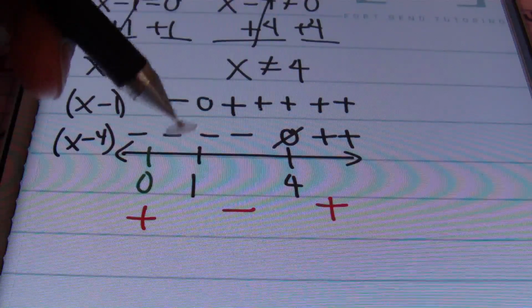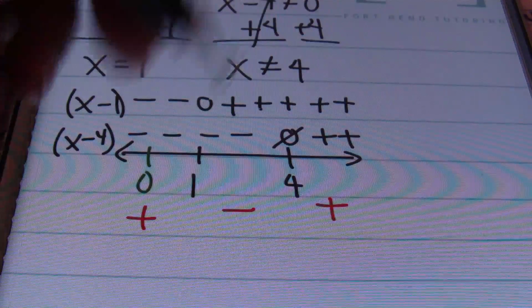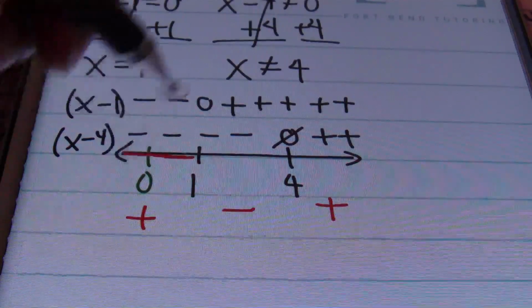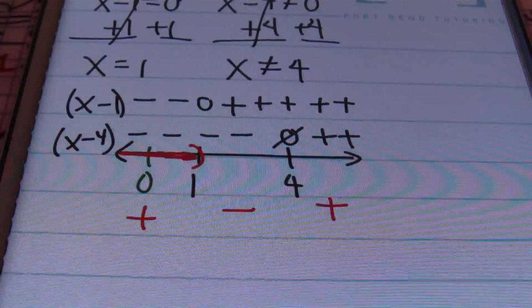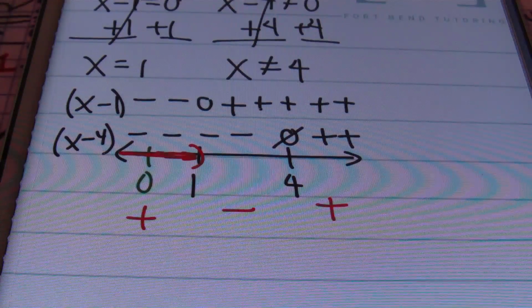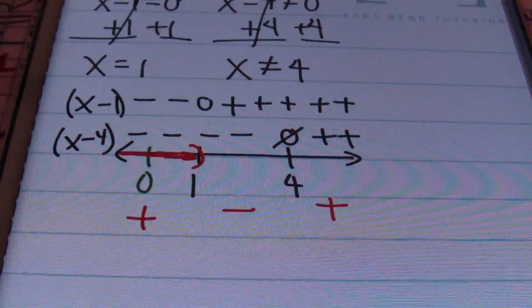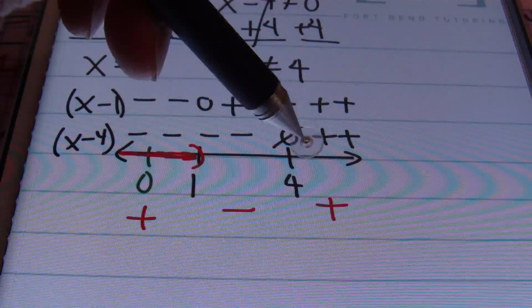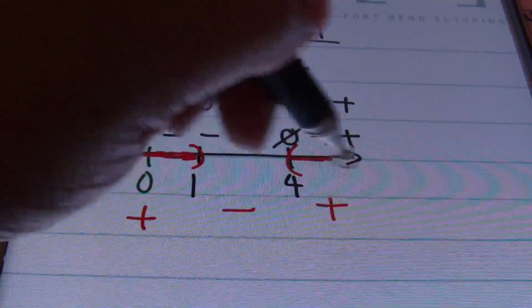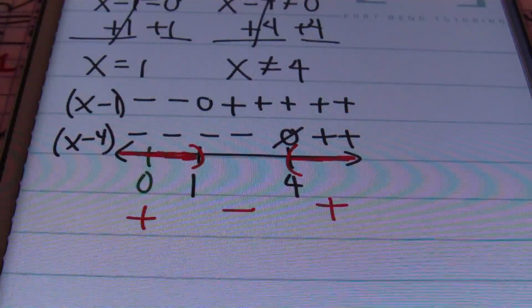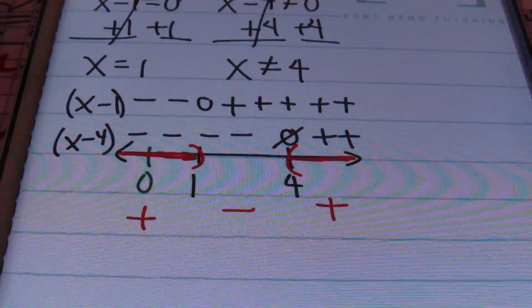So that means that on my number line here, we'll have positive results from negative infinity up to 1, not including 1, because our original inequality says that the solutions must be greater than 0, not equal to 0. So that's why you'll use parentheses here. You'll also have a positive result in this region from 4 to positive infinity. So not including 4, we'll have it shaded to the right so that it approaches positive infinity.